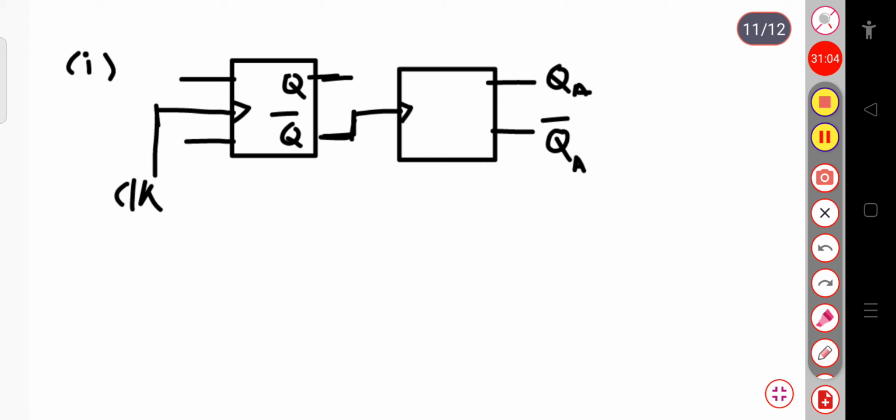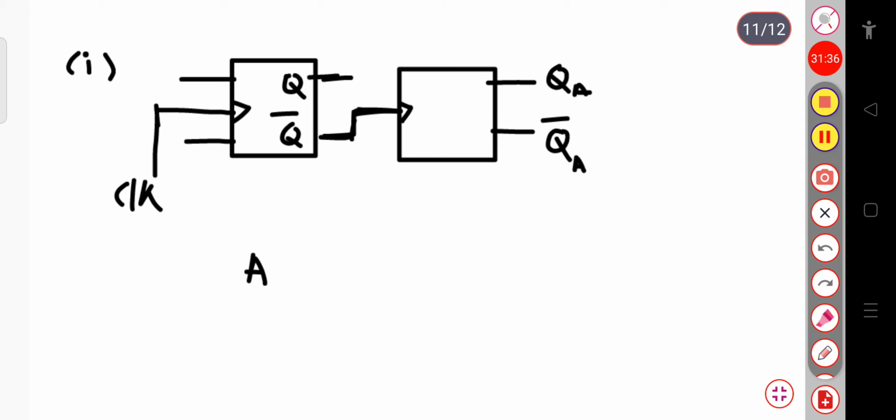Now just guess what type of counter it is. Since we are giving the clock pulse to the first one, no doubt this is an asynchronous counter, because in case of synchronous, same clock pulse is given to all flip-flops. Now it is clear that this is asynchronous counter. Now we'll see whether this is positive edge triggering or negative edge triggering. Since there is no bubble present, what type of triggering? This is positive edge triggering.